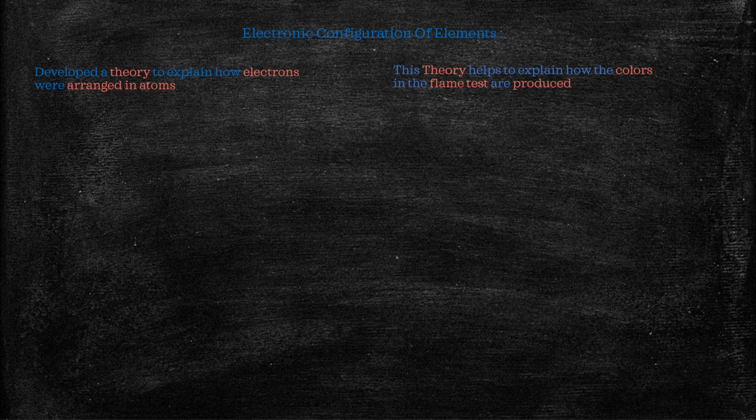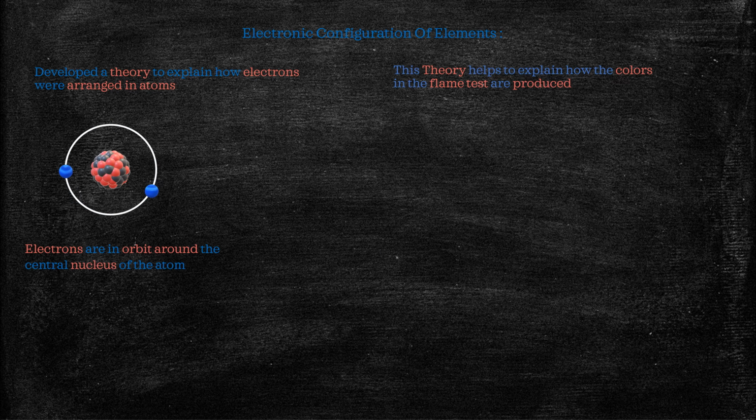In 1913, Niels Bohr, working with Ernest Rutherford, developed a theory to explain how electrons were arranged in atoms. This theory helps to explain how the colors in the flame test are produced. And we can summarize a simplified version of Bohr's atomic theory of the arrangement of electrons in an atom, and it goes like this. Electrons are in orbit around the central nucleus of the atom.